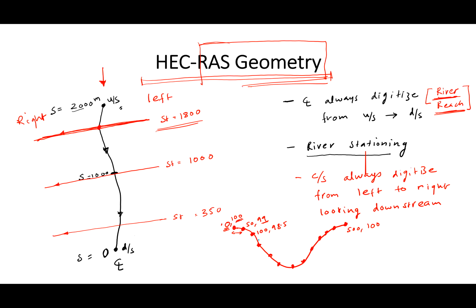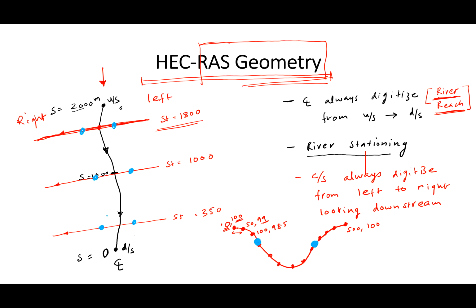So then you can say these are my bank locations. At each cross section, you will get to see where your banks are. So that's the third critical piece of information you need to define a HEC-RAS geometry. There are lots of other things.